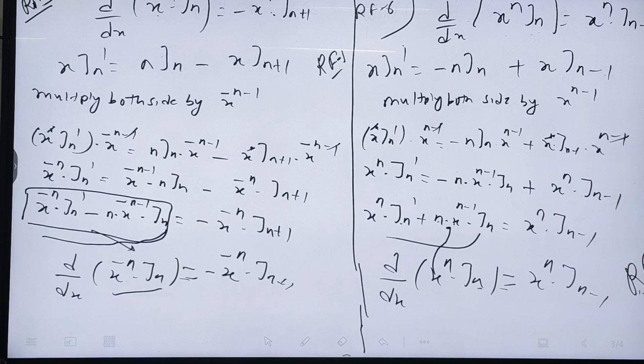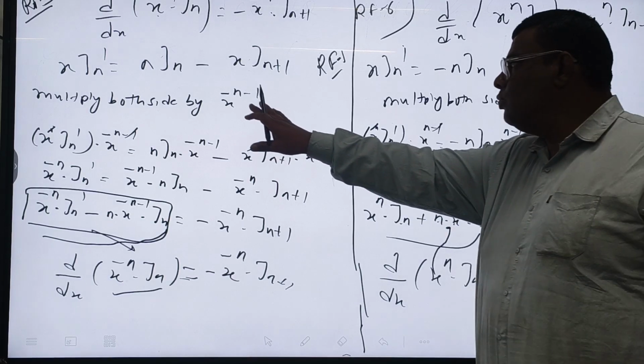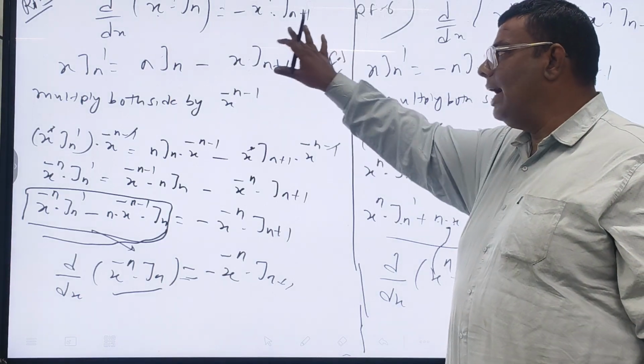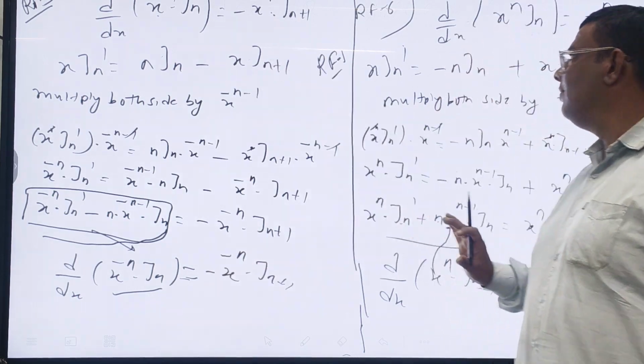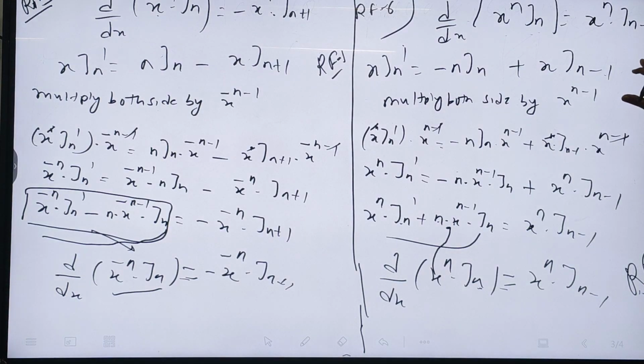So friends, this is how we derived it. Multiplying both sides by x raised to minus n minus 1 to the RF1, and when you see, you will get the RF5. And for the RF2, when you multiply x raised to n minus 1 and rearrange the terms, you will get the RF6.